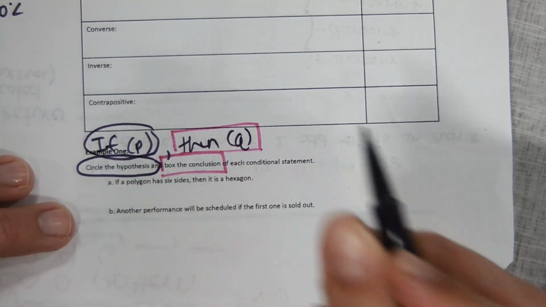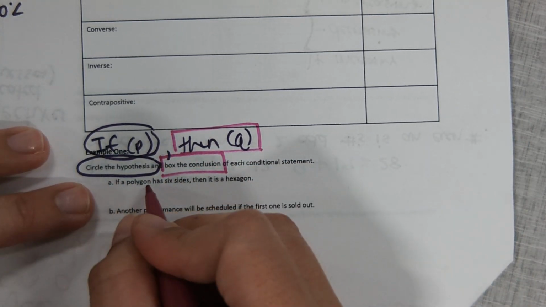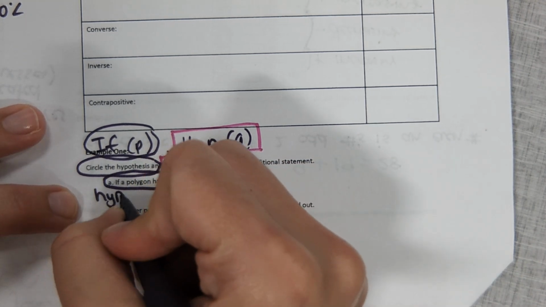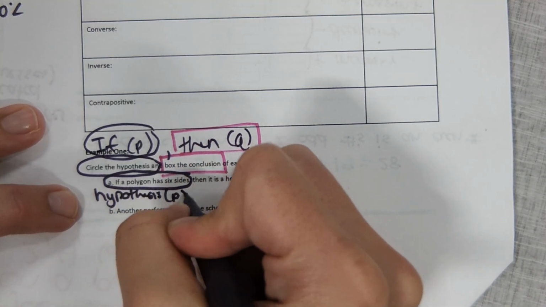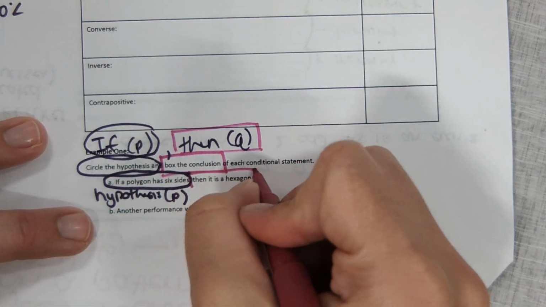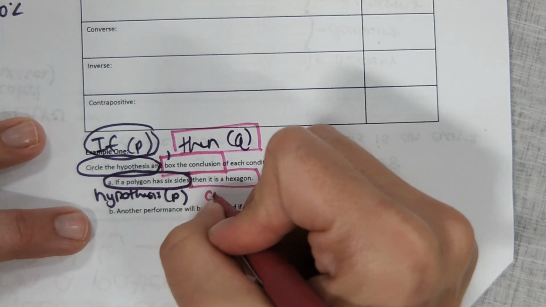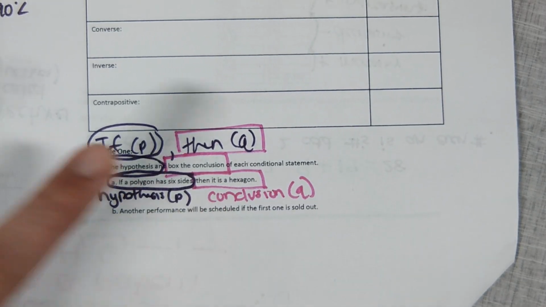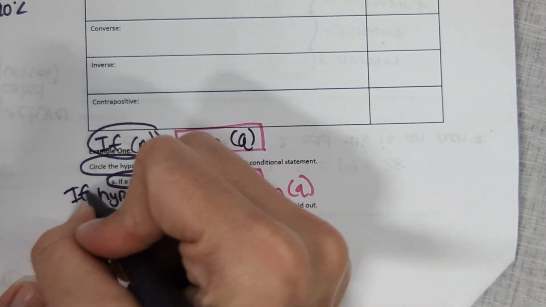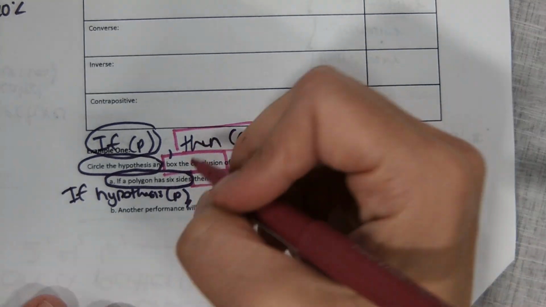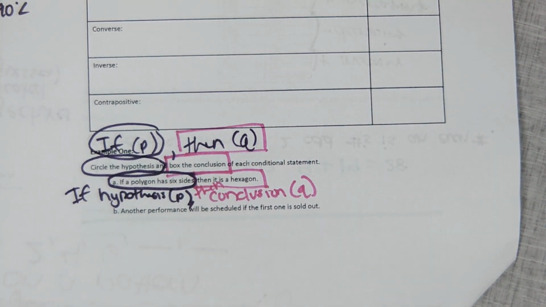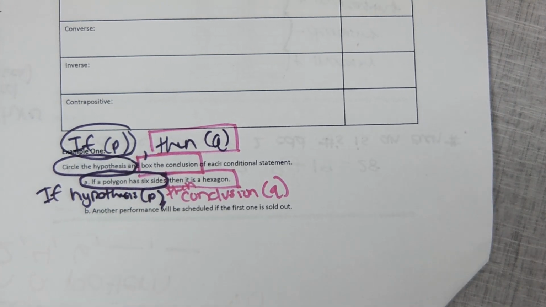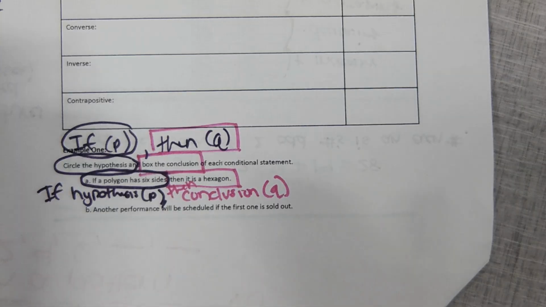Circle this, box that. So in the first example, if a polygon has 6 sides, then it's a hexagon. The if part is the hypothesis, the P part, and then box the conclusion, then it's a hexagon. That is the conclusion, the Q part. If hypothesis, then conclusion. Most of the time it's in this format if they don't try to trick you.